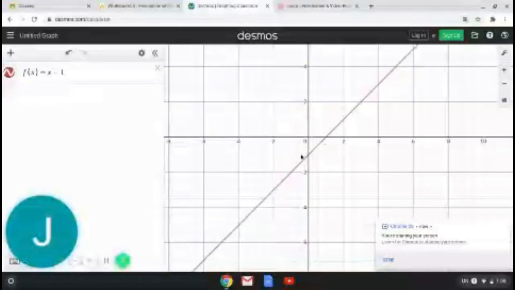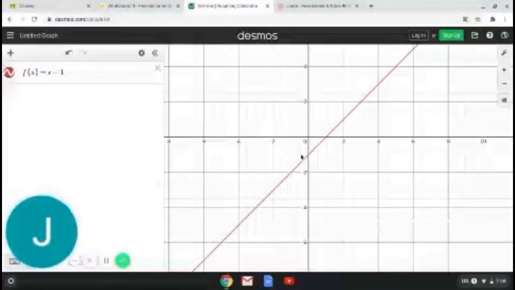Hi, my name is Janelle Gonzalez, and I will be doing the second part of what Abigail was working on, which is to find the domain of the resultant function, which is this one.